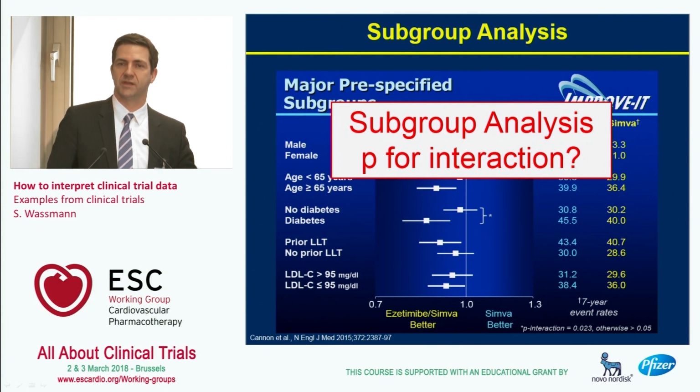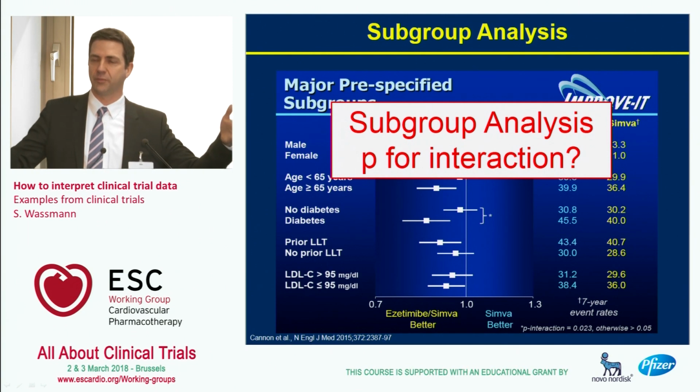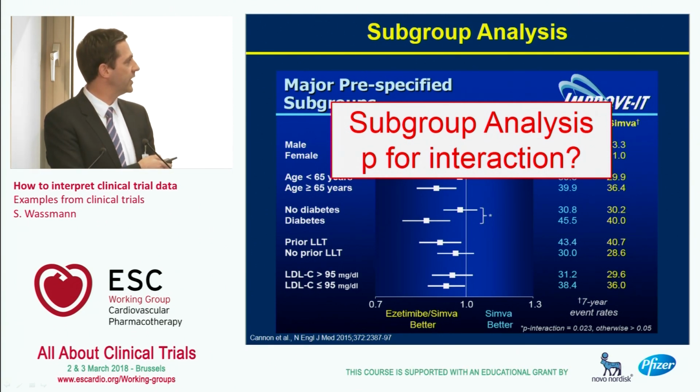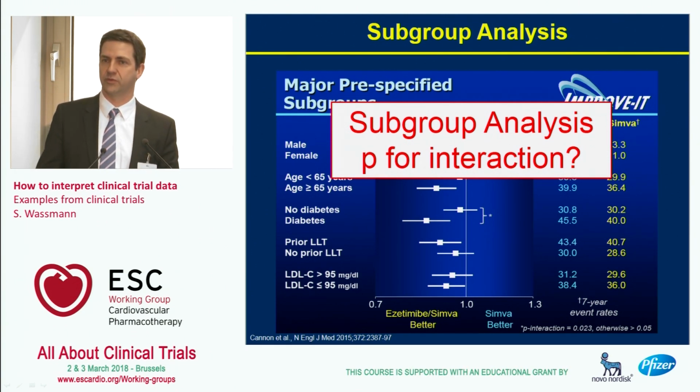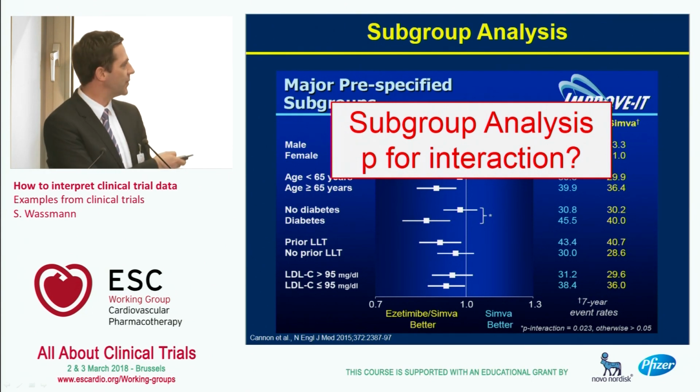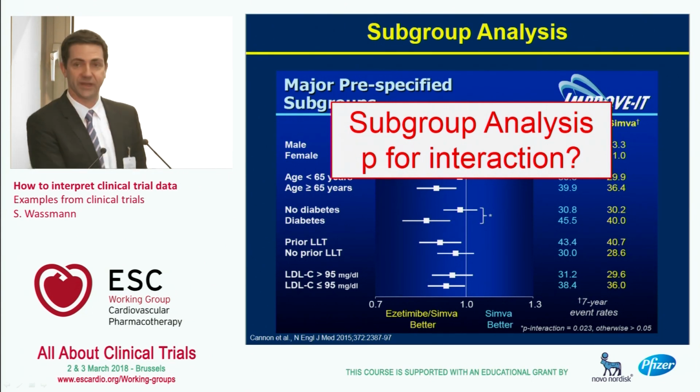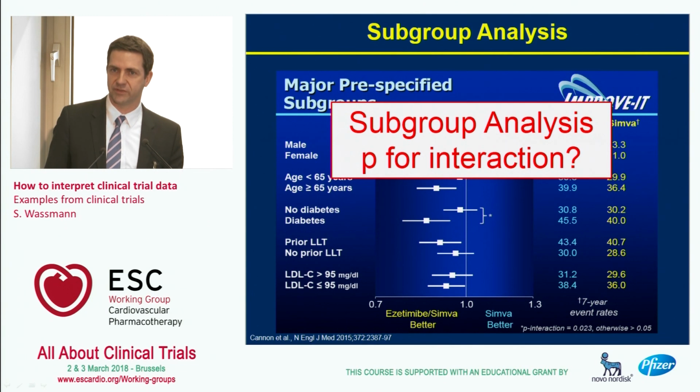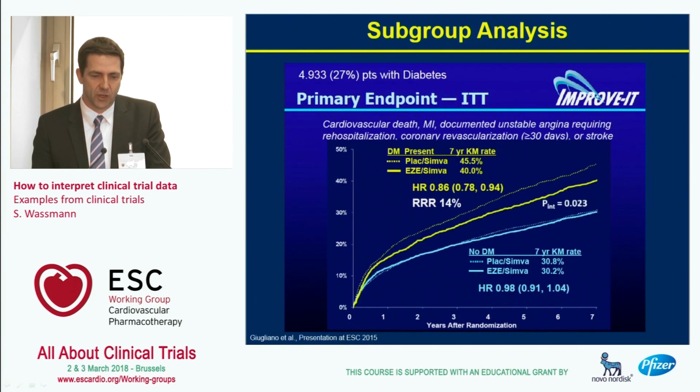What does it mean? The results of the overall population can be attributed to the subgroup. Okay, this is what it means. There might be a difference here in the diabetics. But check out the P for interaction. That's important. Okay, so now what they did was a subgroup analysis in diabetic and non-diabetic cohorts.